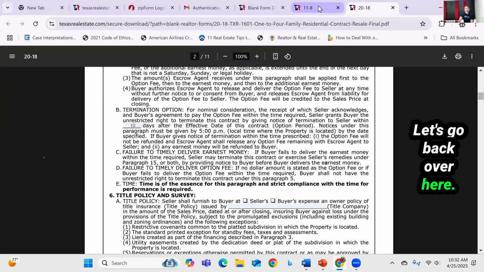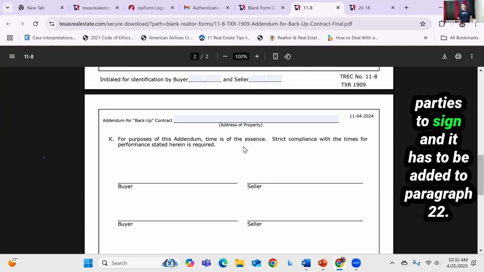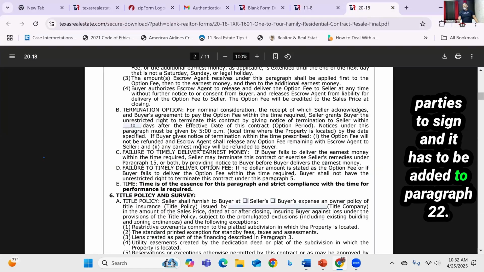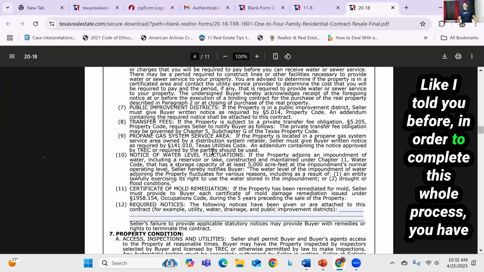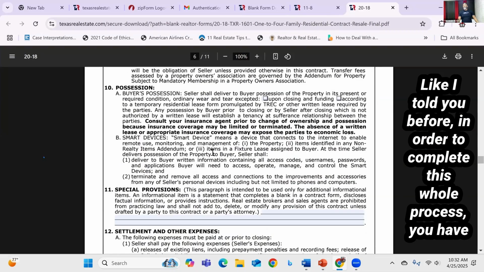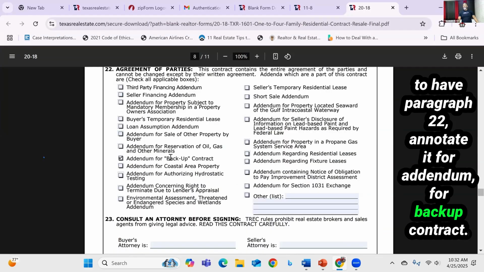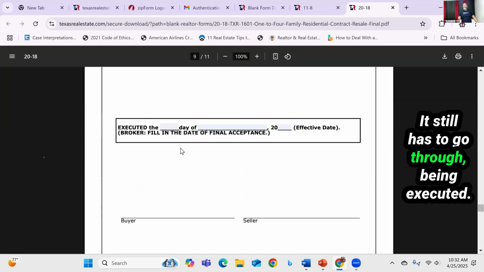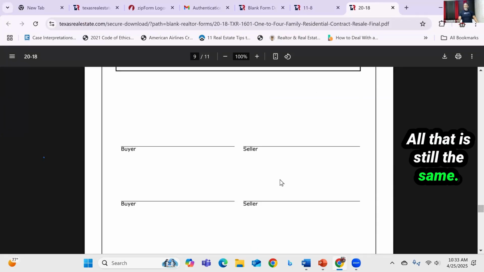Let's go back over here. And last but not least, for this to be effective, you have both parties sign. And it has to be added to paragraph 22, like I told you before. In order to complete this whole process, you have to have paragraph 22 annotated for addendum for backup contract. Everything's still the same. It still has to go through being executed. Everybody has to sign. All that is still the same.